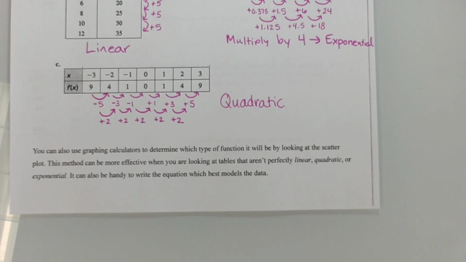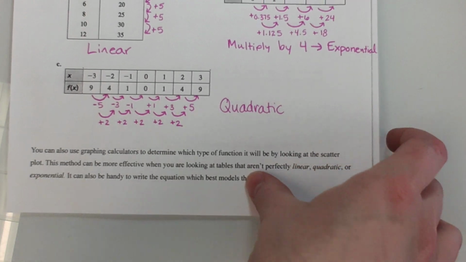Downside to this, it only works if it's perfectly linear or perfectly exponential or perfectly quadratic. Doesn't work for those ones that kind of look linear, kind of look quadratic. Remember back in chapter 1, I gave you some graphs that kind of looked like this? Said there was a strong correlation, positive correlation since it was going upwards. That can happen with the other forms as well, which is what we're going to focus on.